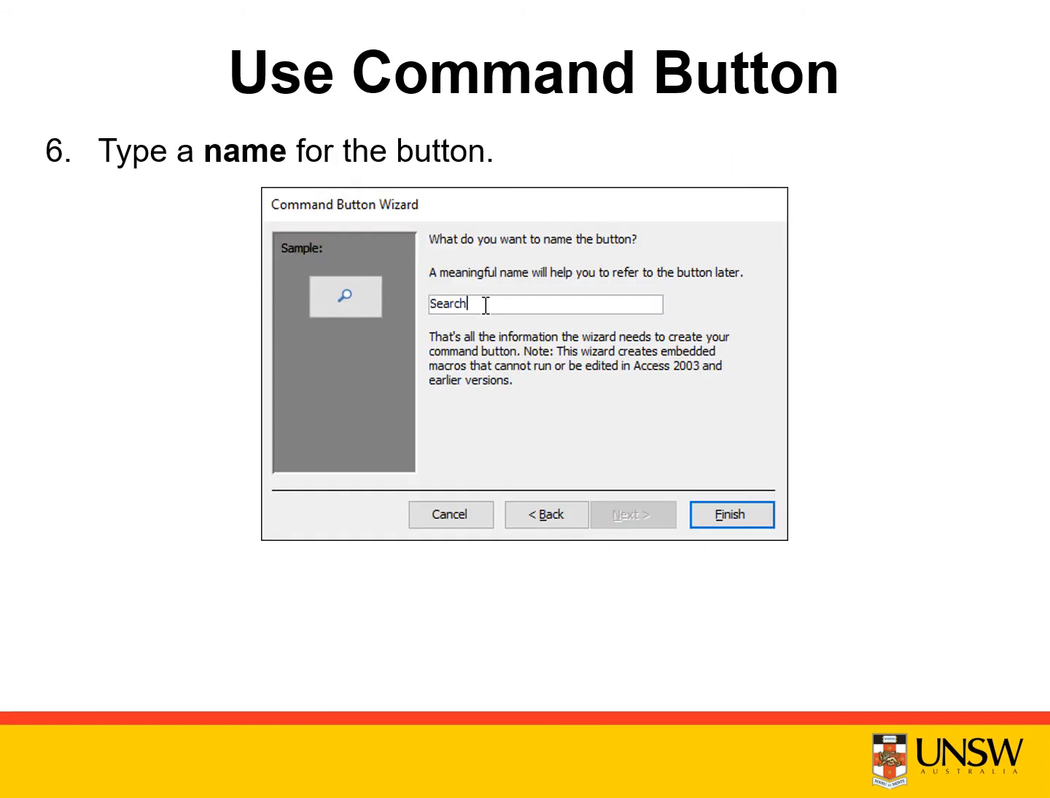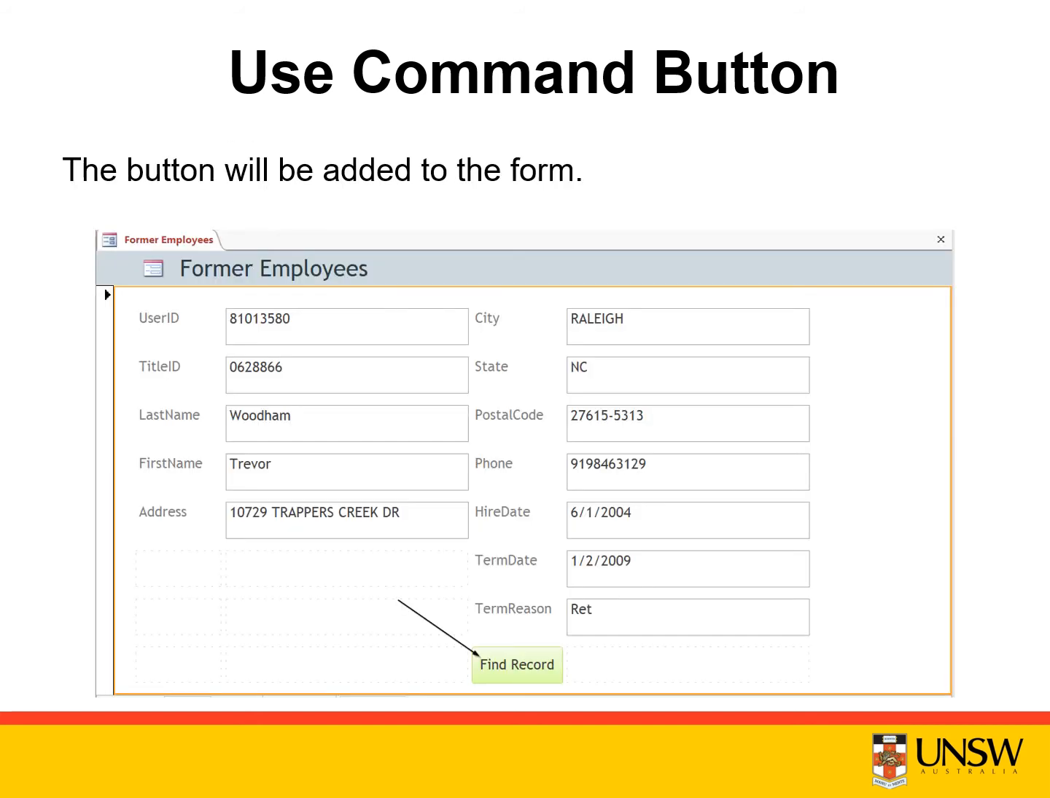In the last step, you should type a name for your button and click Finish. The difference between name and caption is that caption is a text that you show on your button, but name is used in VBA language to write a code for the button. As you can see here, after clicking Finish, the button will be added on your form.